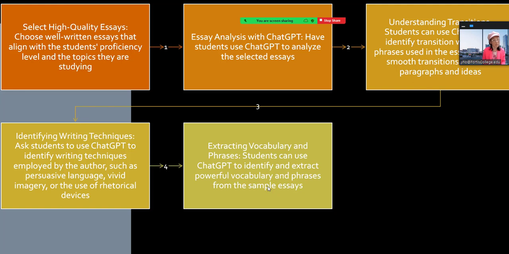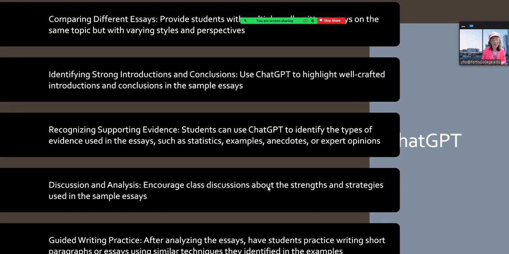Ask students to use ChatGPT to identify writing techniques employed by the author, such as persuasive language, vivid imagery, or the use of rhetorical devices. Extracting vocabulary and phrases. Students can use ChatGPT to identify and extract powerful vocabulary and phrases from the sample essays they use. And then you can compare different essays. You can identify different kinds of strong introductions and conclusions. Use ChatGPT to highlight well-crafted introductions and conclusions.